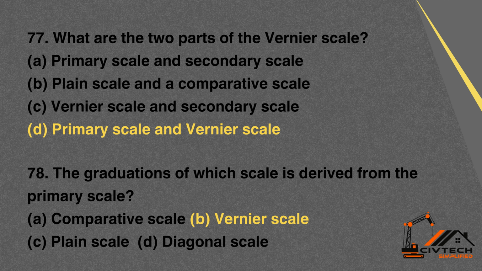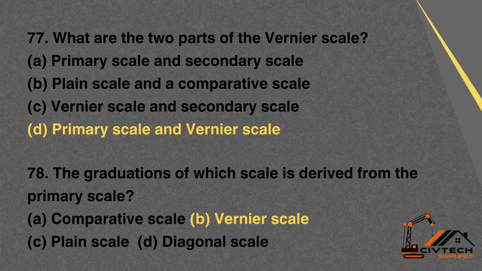77. What are the two parts of the Vernier scale? A. Primary scale and secondary scale. B. Plane scale and a comparative scale. C. Vernier scale and secondary scale. D. Primary scale and Vernier scale. Correct option D. Primary scale and Vernier scale.